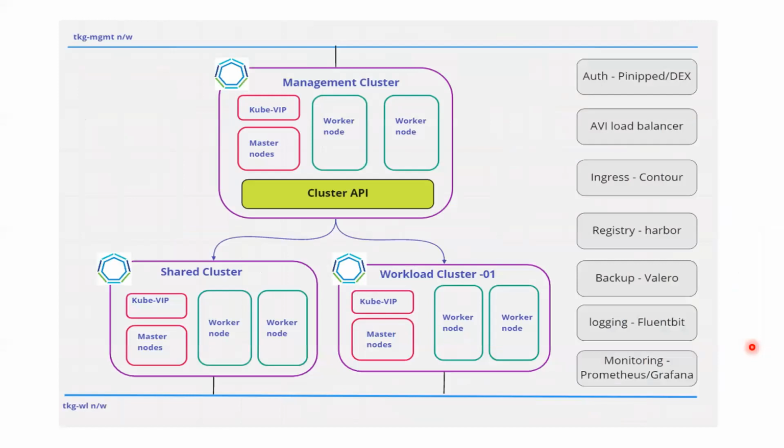The next part is the registry. The registry we're talking about is Harbor, and Harbor is an OCI compliant registry tool, and it is open source. It can be used for storing images, for signing images, as well as scanning the images. So it can even scan images for vulnerabilities.